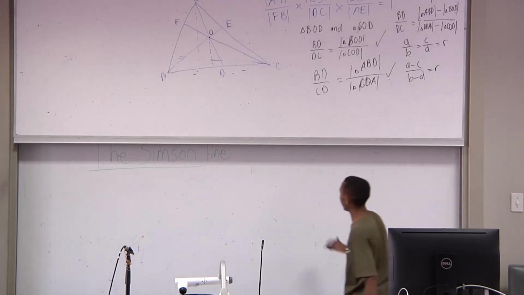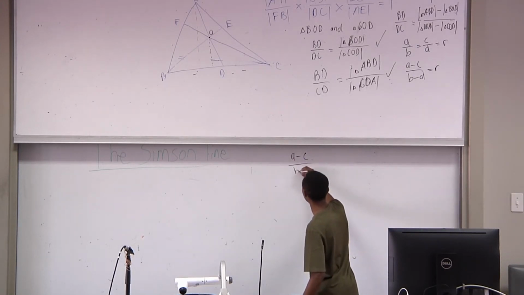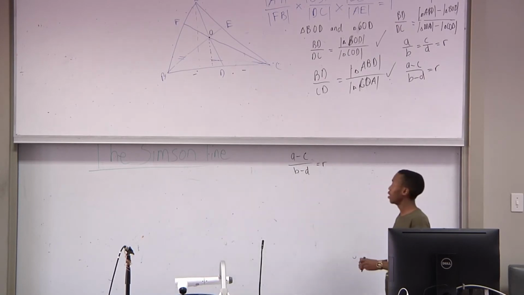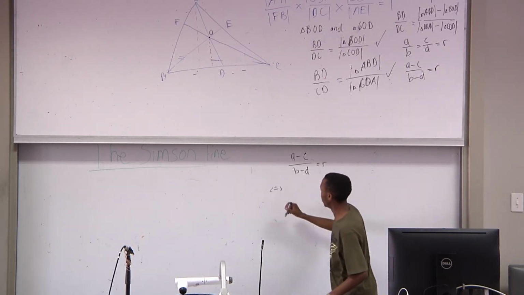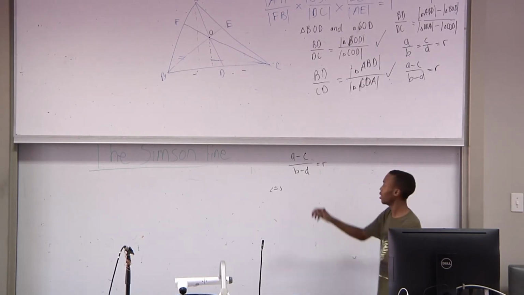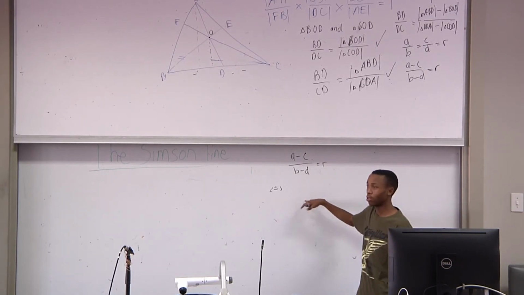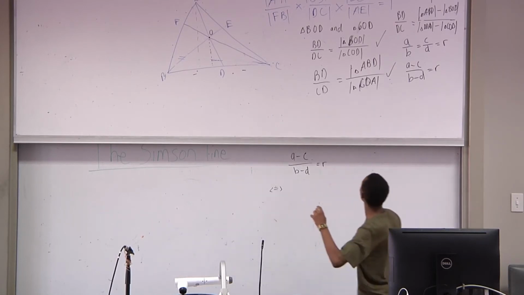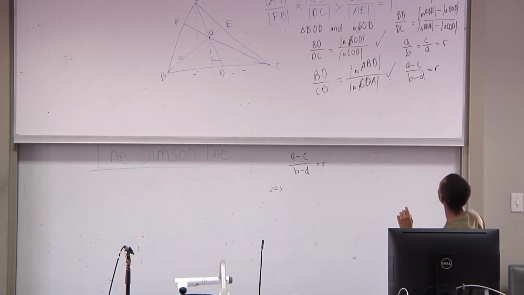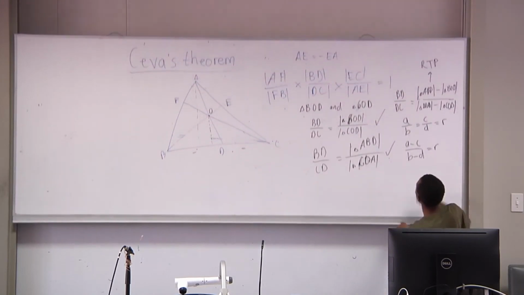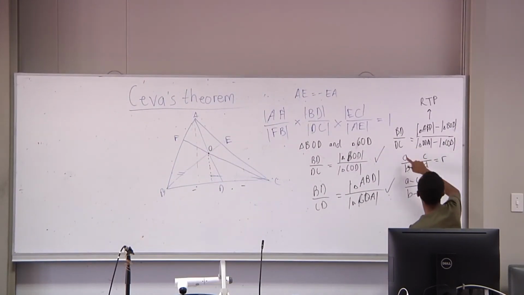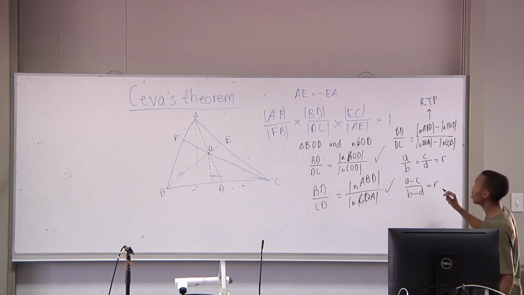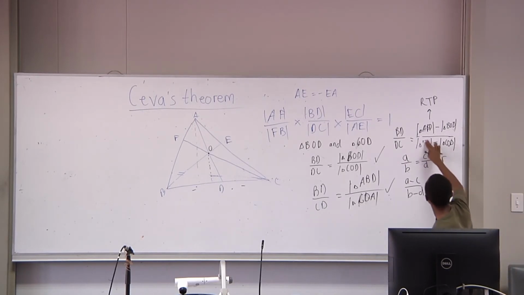If A minus C over B minus D is equal to R, that would imply that, so we use these double-sided arrows to show that this is true if and only if this is true. Is that one, you say BD over DC is equal to ABD, that thing? What are those three letters to the right? CDA. Okay. Is that clearer?